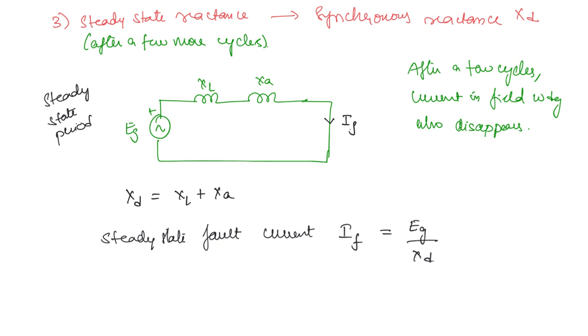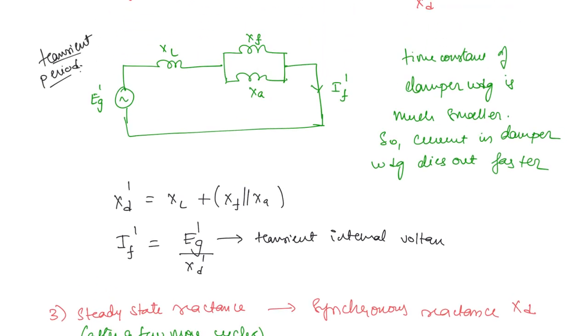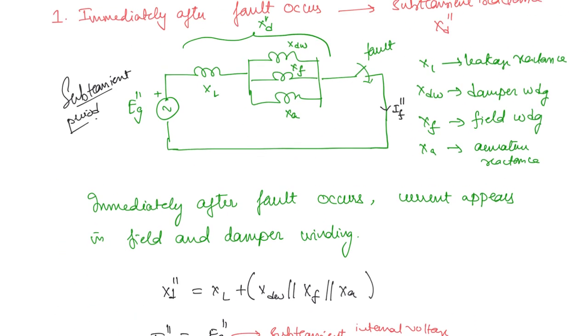Now if you see in these three cases, in the steady state here you have XA, and in the transient part, in addition to XA, you have XF in parallel. So this entire reactance will be lesser than XA, right? So this entire reactance is going to be lesser as compared to the synchronous reactance. So the fault current will be more. And similarly, further in the subtransient period, what is going to happen? The damper winding reactance will also appear in parallel. So this reactance will further fall, right? So this fault current is going to be much higher.